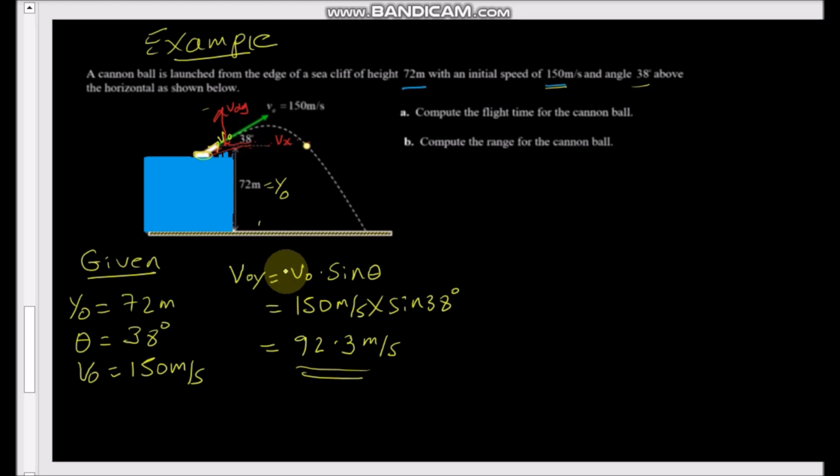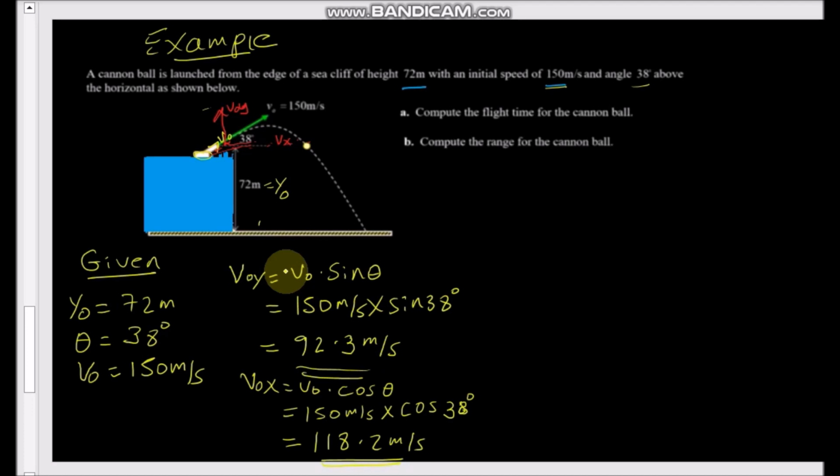What about the horizontal? V naught across the x is equal to V naught times cos theta, which is always constant. This horizontal component of the velocity is constant, which is equal to 150 meters per second times cos 38 degrees, almost equal to 118.2 meters per second.